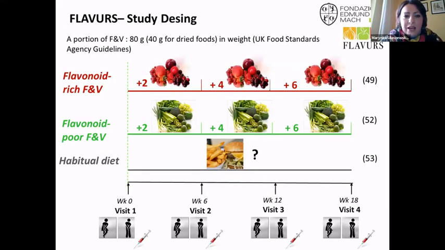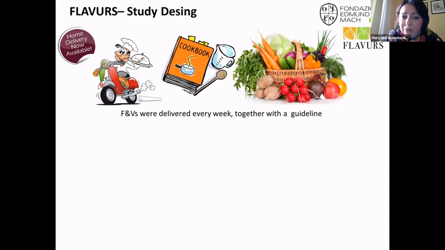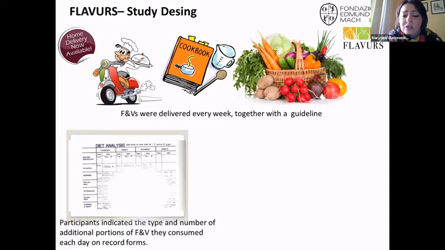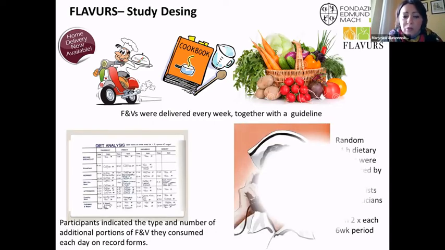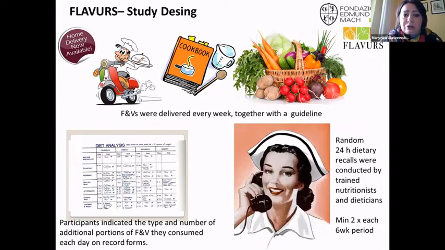This is the study design with the increasing doses of fruit and vegetables within the several 18 weeks of time. Red vegetables versus green vegetables versus the habitual diet. It's a UK diet, right? So it's a long time, it's a free-living population. The participants received the fruit and vegetables at home, and they were encouraged to follow the diet with 24-hour recalls made by trained nutritionists.